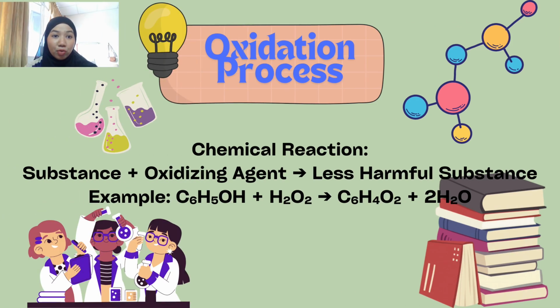In the oxidation process, a substance reacts with the oxidizing agent, resulting in a less harmful product. So, for example, phenolic waste can be treated with hydrogen peroxide, converting it into less toxic compounds like benzoquinone and water. The chemical reaction can be represented as in the slide. This process effectively reduces the toxicity of the waste, making it safer for further treatment or disposal.